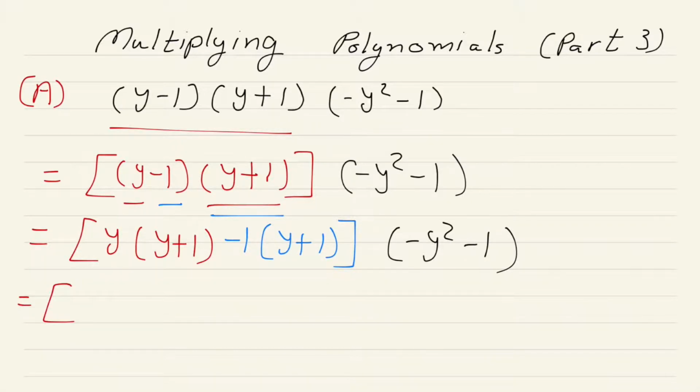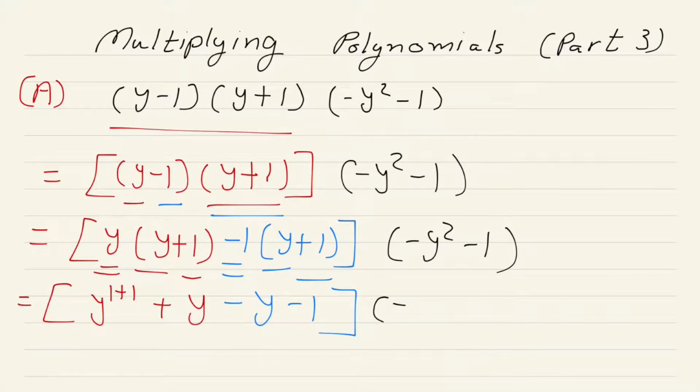So that's y times y, so y to the 1 plus 1, plus y times plus 1. So that's y times plus 1, so that's just y. Then we have negative 1 times y, so that's negative y. And then negative 1 times positive 1, so that's negative 1, times negative y squared minus 1.